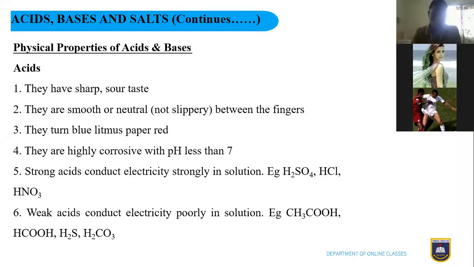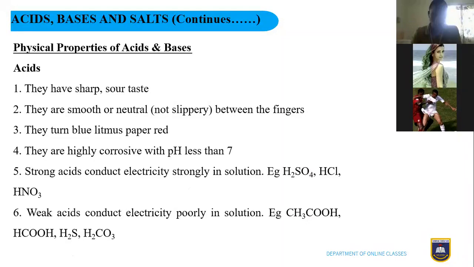Weak acids like carbonic acid or H2S. So these are some of the physical properties of acids. I've given you 6. They have a sharp sour taste. They turn blue litmus paper red. They are smooth, but not slippery between the fingers. They are highly corrosive with pH less than 7.